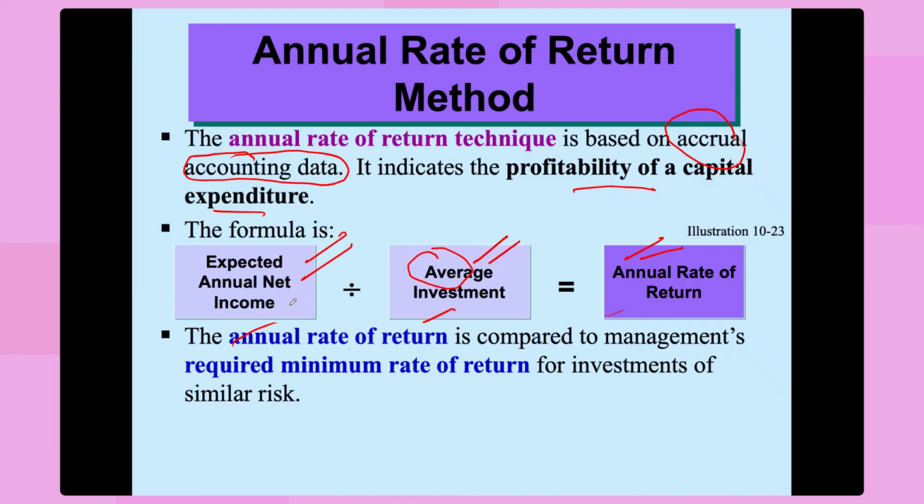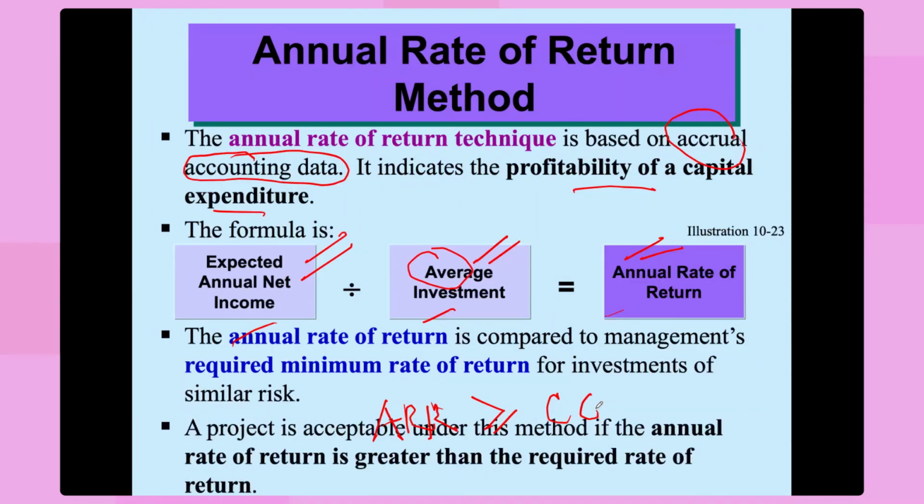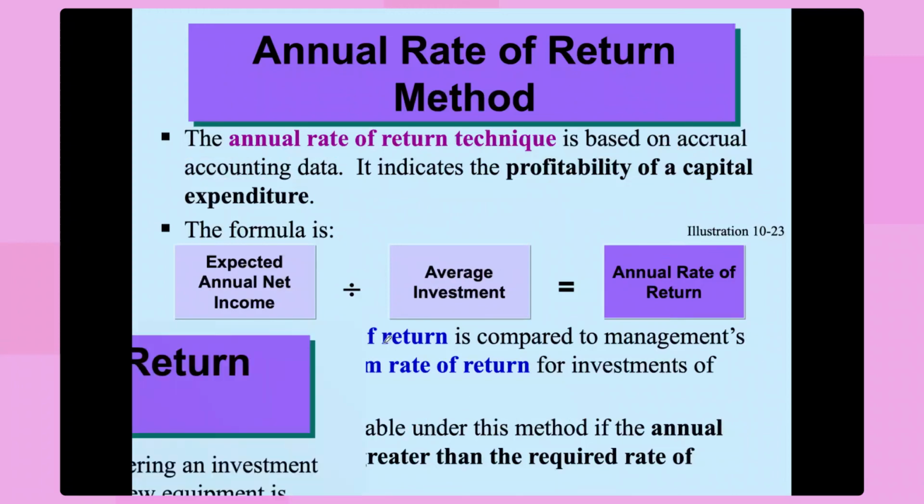Same as in the IRR, to be accepted, the accounting rate of return should be greater than or equal to your cost of capital or the minimum required rate of return. Otherwise, it is not accepted. To be acceptable, the annual rate of return should be greater than or equal to the required rate of return. Okay? Alright.